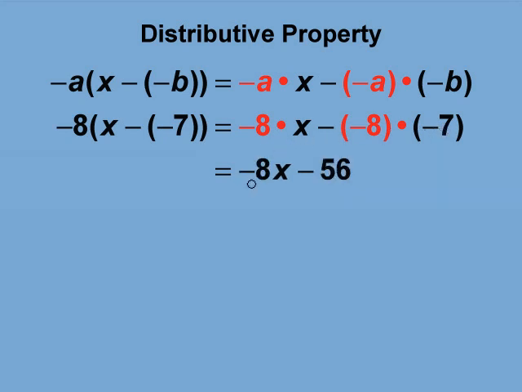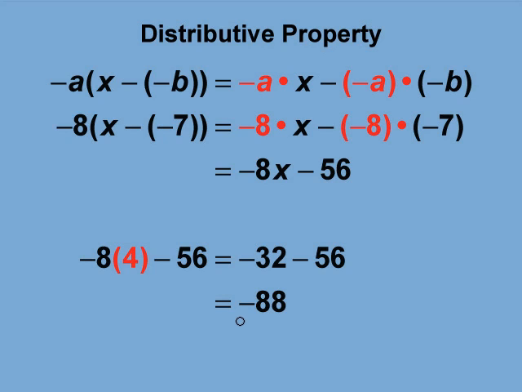The x term gets a negative coefficient, and the second term has two negative signs, along with the subtraction symbol, which results in subtraction. We get -8x minus 56. We evaluate this expression for x equals 4, as shown here. We get -32 minus 56, which is -88.